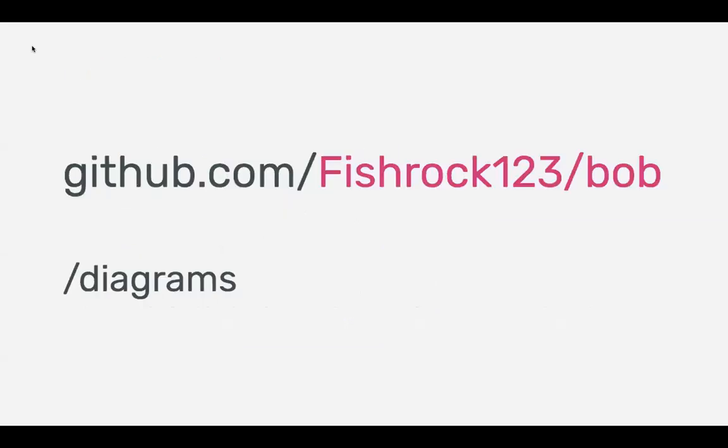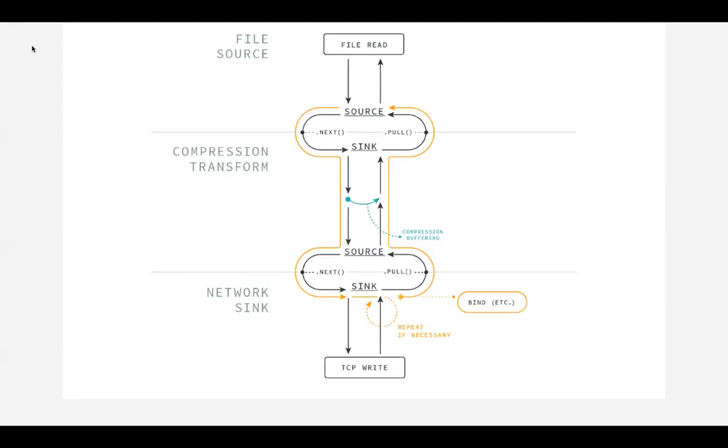So all this is found on my repos under fishhawk123/bob. It links to everything. And if you go to /diagrams, you can find these diagrams. So this shows you the entire flow where there is no error. I don't have a pointer or anything, but you start down where the bind, et cetera, is here. That's where your setup is.